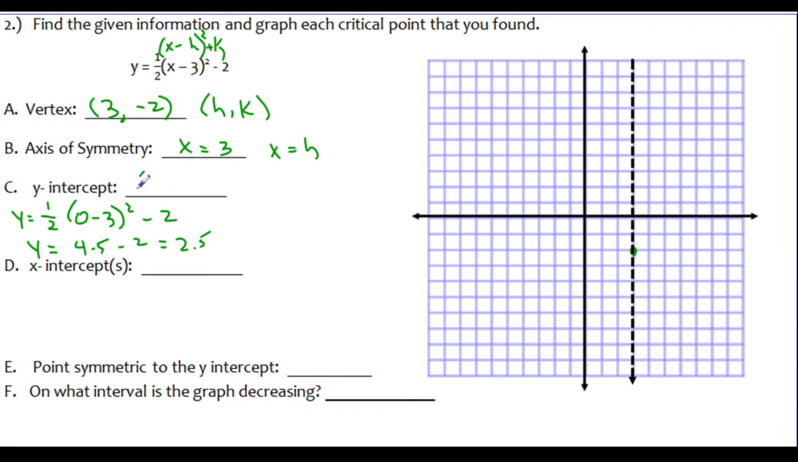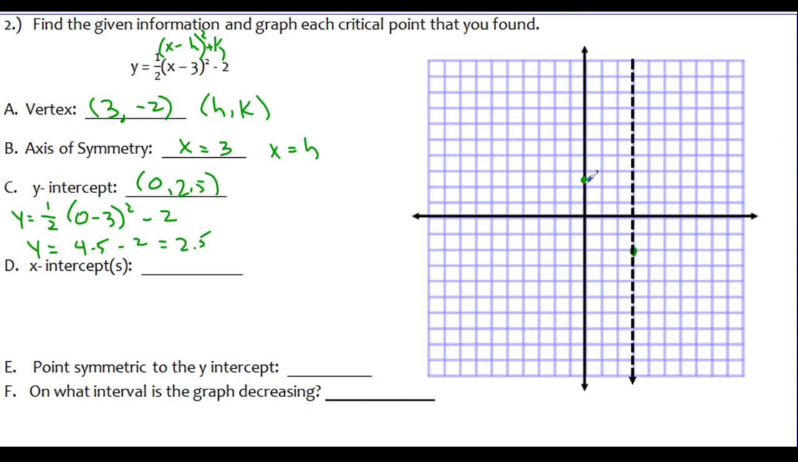Okay, so I plugged in a 0 and got back a 2.5. So that's my y-intercept. So I'm going to go over to my graph. I'm going to go up 2.5, and there's a point there. Okay. Let's do the symmetric point since we're talking about the y-intercept.